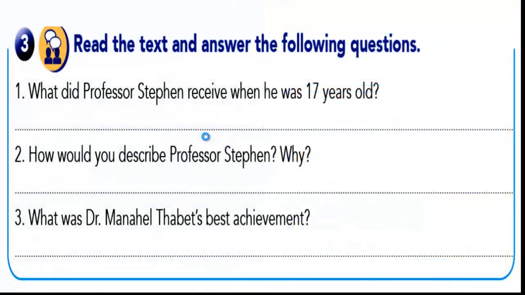Exercise number 3. Read the text and answer the following questions. We have 3 questions here. Let's read the text and find the answers. Number 1. What did Professor Stephen receive when he was 17 years old? Question number 2. How would you describe Professor Stephen and why? Question number 3. What was Dr. Manal Thabit's best achievement?